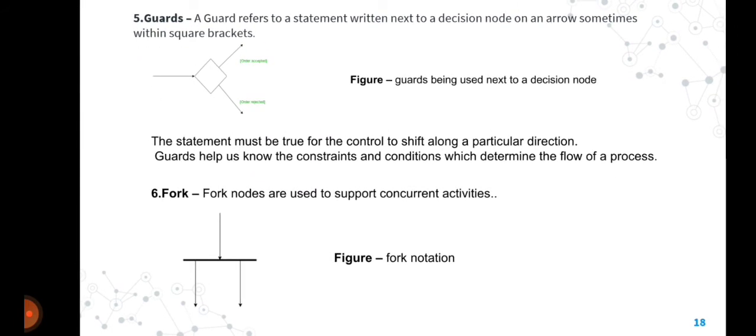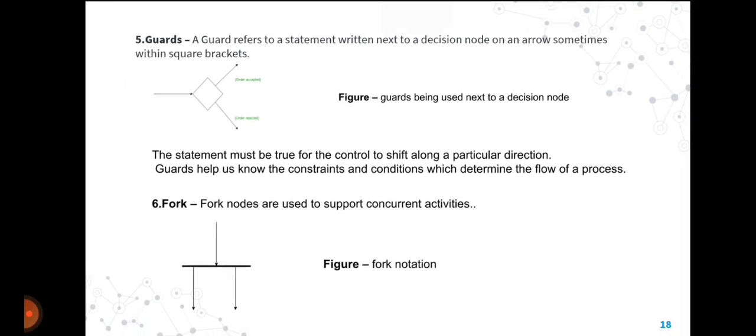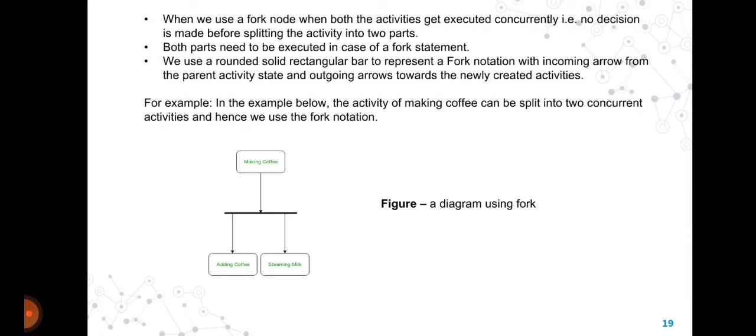Next one is fork. The fork is used to support concurrent activities. Here we can see the notation for fork. When we use a fork node, both the activities get executed concurrently. That is, no decision is made before splitting the activity into two parts. Both parts need to be executed in case of a fork statement.